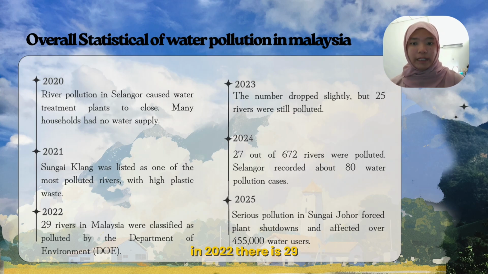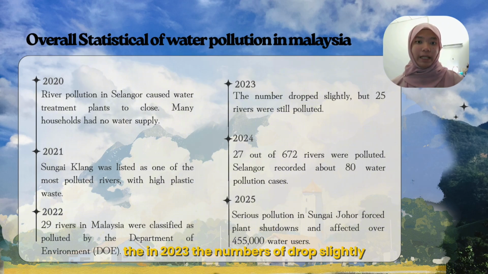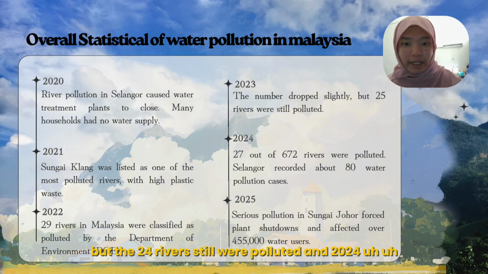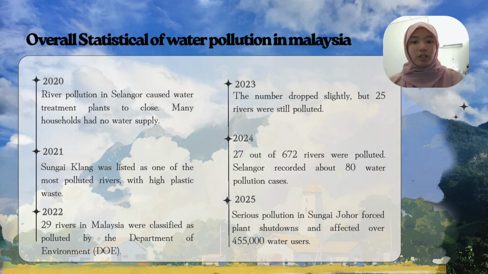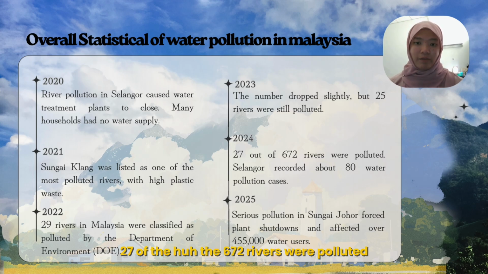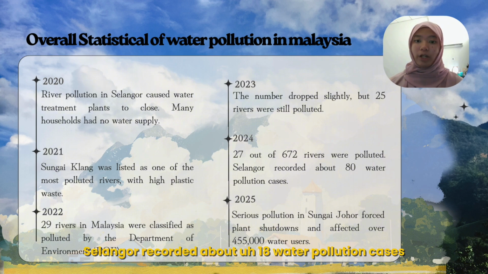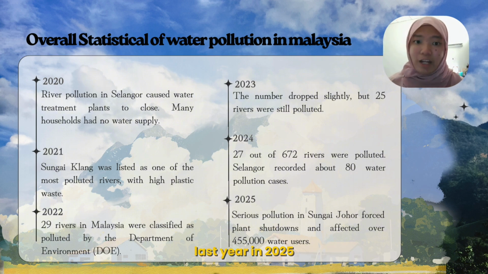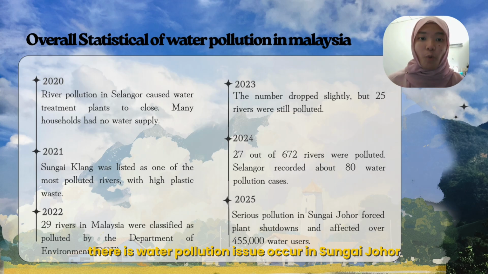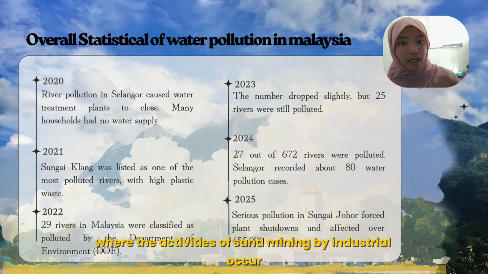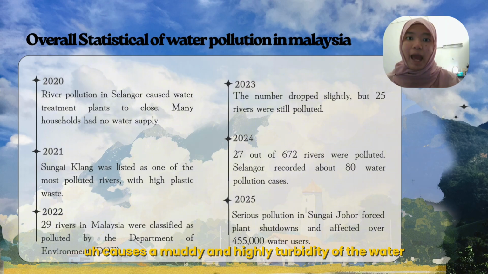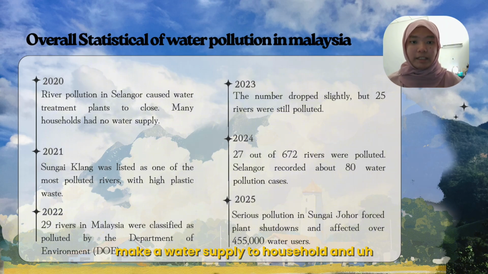In 2022, 29 rivers in Malaysia were classified as polluted by DOE. In 2023, the number dropped slightly, but 25 rivers were still polluted. And in 2024, 27 of the 672 rivers were polluted. Selangor recorded about 18 water pollution cases. Last year, in 2025, a water pollution issue occurred in Sungai Johor, where industrial sand mining caused muddy and highly turbid water, cutting the water supply to households.